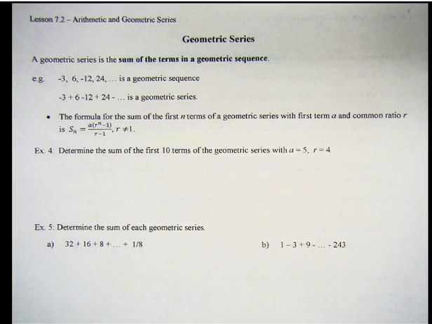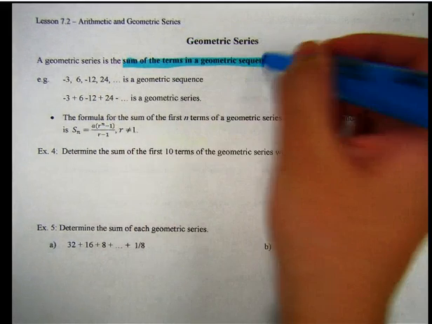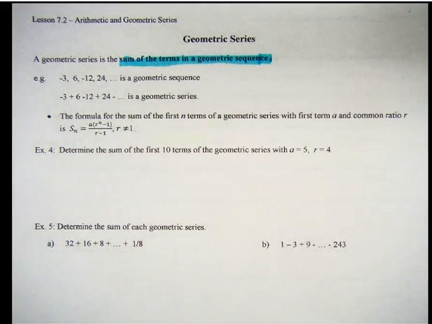Okay, we're at the top of page 2 of lesson 7.2. A geometric series is the sum of the terms in a geometric sequence. For example, -3, 6, -12, 24 is a geometric sequence. The common ratio is -2. If you add those numbers together, -3 plus 6 minus 12 plus 24, and so on, that gives you a geometric series.